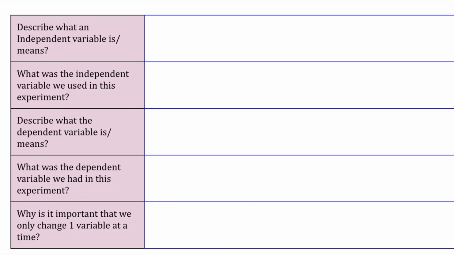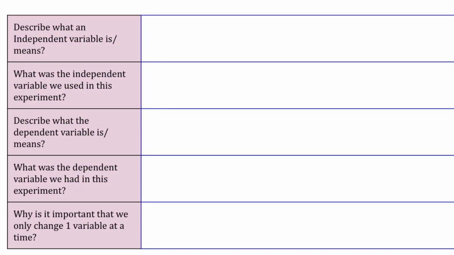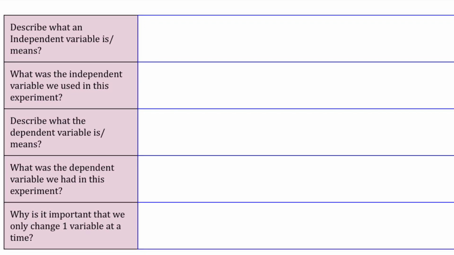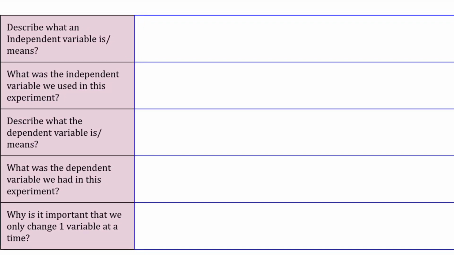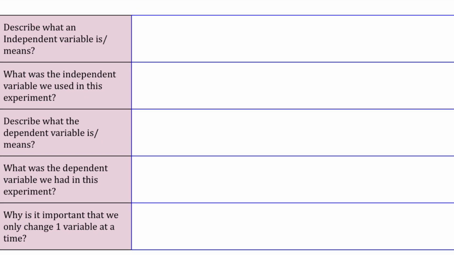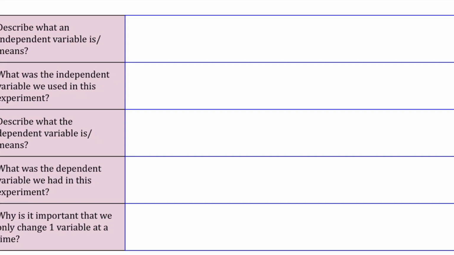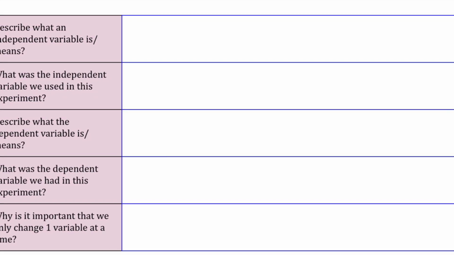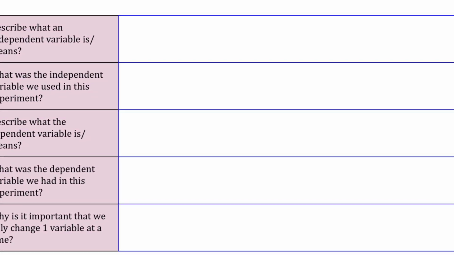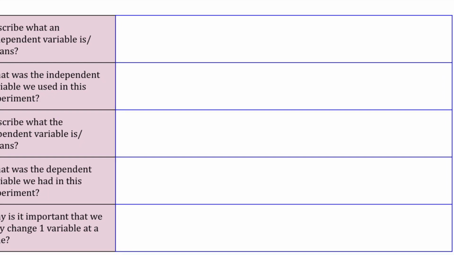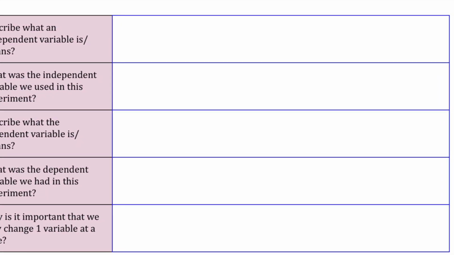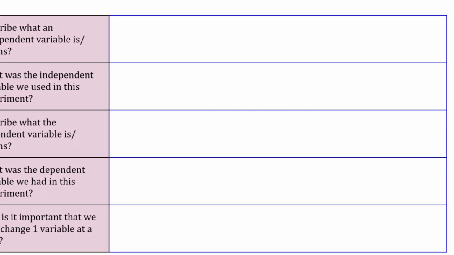So here, you're going to fill in these questions. What is an independent variable? What was the independent variable for this activity we did? What is a dependent variable? And what was the dependent variable for this activity? So just remember, you're defining the term, and then you're answering the term in regards to this activity. Then you define the other term, then you answer it for this activity.